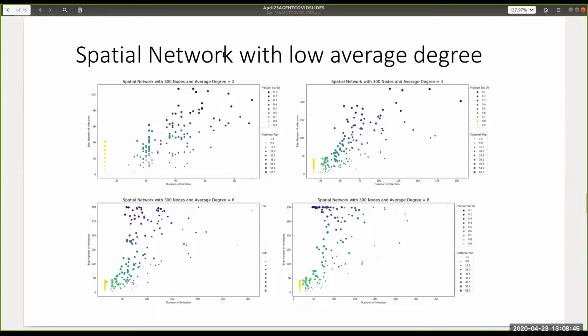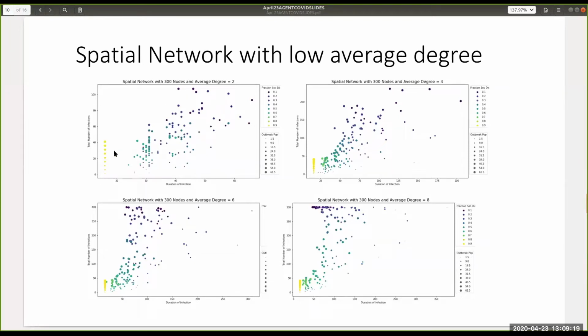So what we have here are plots for a network with a fixed number of nodes, 300 nodes. Each of these plots corresponds to a different average degree: 2, 4, 6, 8, and so on in future slides. On the y-axis is the total number of infections plotted against the duration of the infection on the x-axis. So the x-coordinate will tell you how long the infection took to burn out in the community, in the network. The y-axis will tell you how many of the nodes ended up infected.